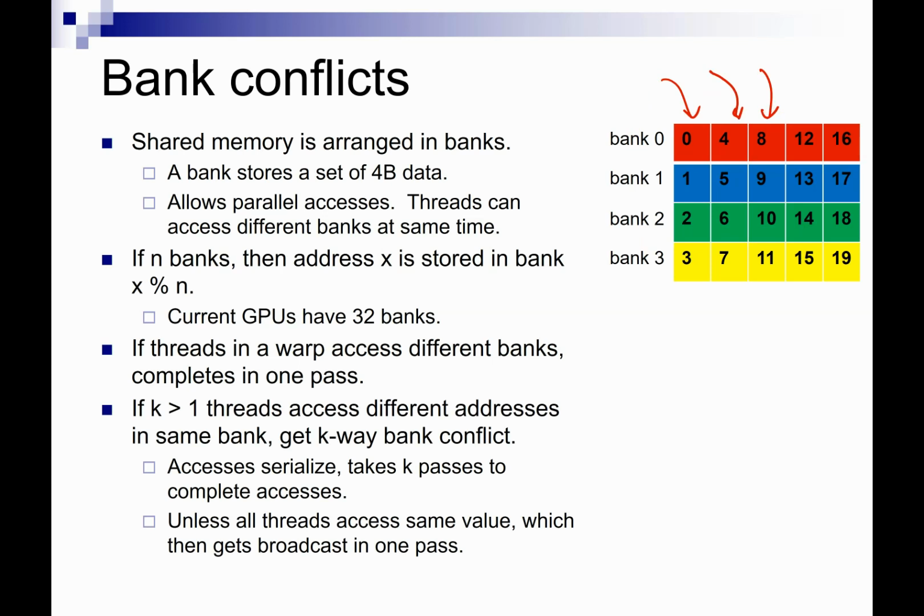The only exception is if all these threads access the same bank, but it also happens to be the same value. In that case, the value gets broadcast, and all these accesses still finish in 1 pass. But if they access the same bank and they're different values, then it's going to take k passes. Also, this only applies to one particular warp. If threads from 2 different warps try to access the same bank, that's not a bank conflict. That will not cause a slowdown.